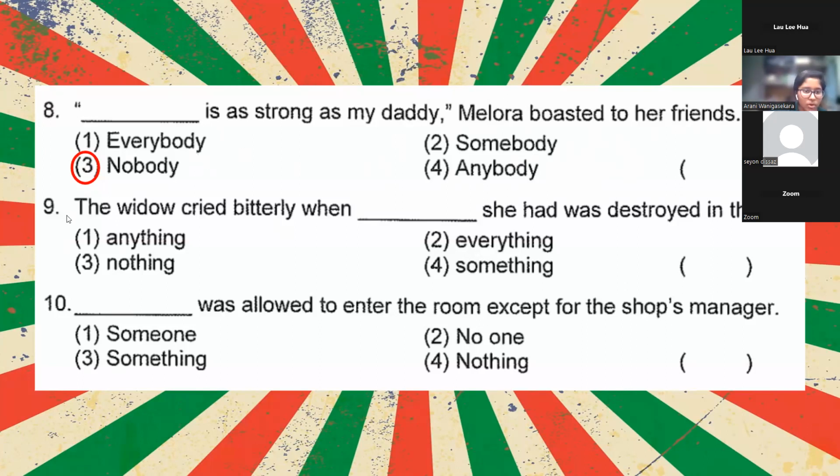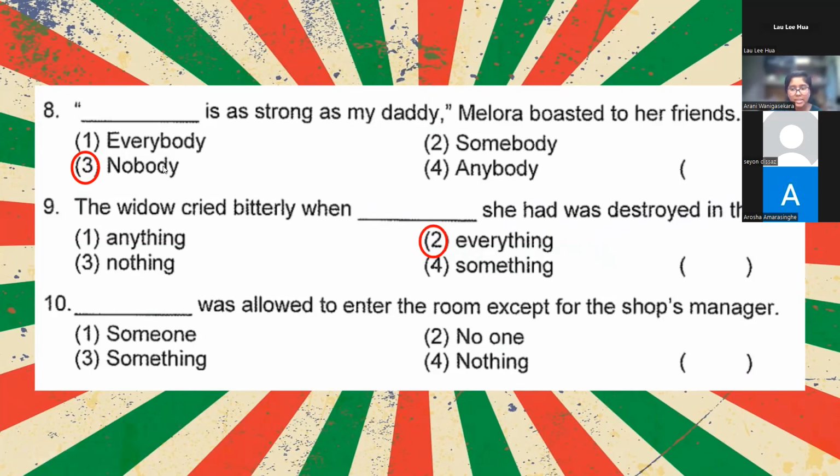Okay. So question 9, the widow cried bitterly when blank she had was destroyed in the fire. What's the answer? Everything. Okay, good. Any other answers? Yeah, the answer is everything. The widow cried bitterly when everything she had was destroyed in the fire.